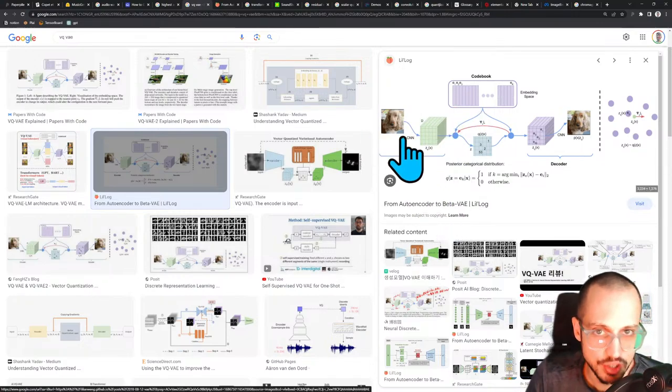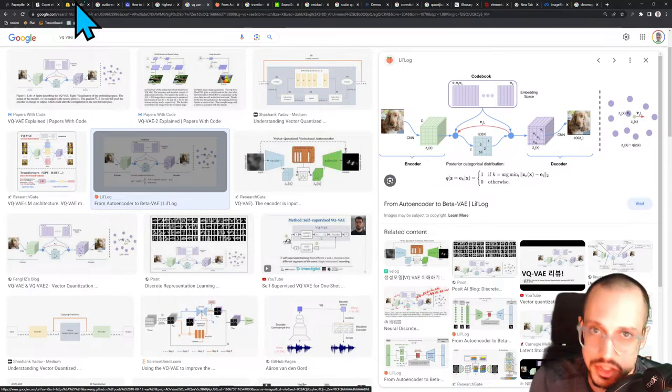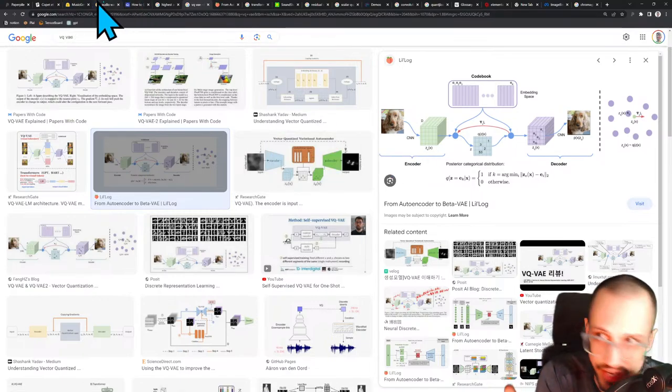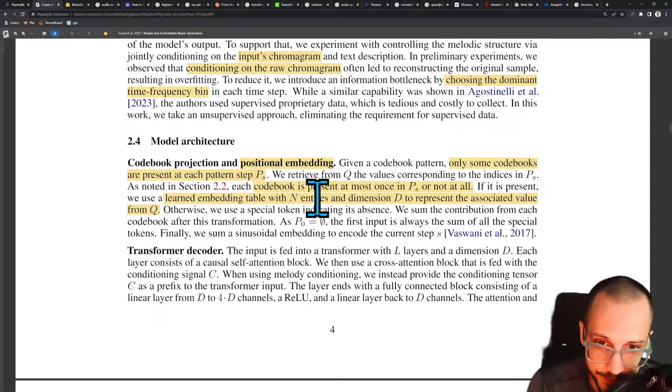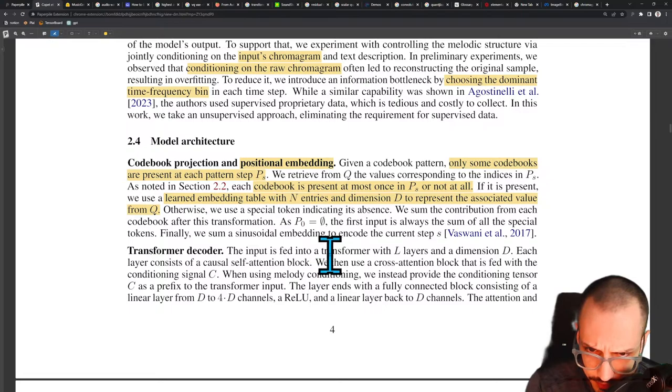You don't want the index of the word. You want the actual definition for that word in the dictionary, and the definition is just this little vector. That's what they're looking up here, the learned embedding table. Here they're calling it embeddings.